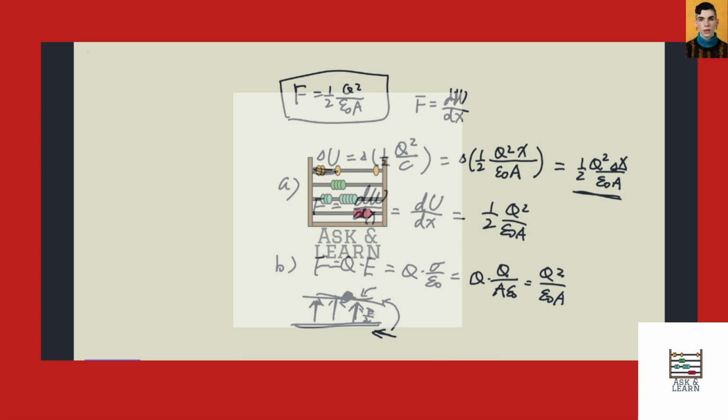And that's why if we ignore that fact, if we just use Q times E, we will differ by a factor of 1/2, because what we really need is Q times 1/2 of E. And then we will get the correct answer.